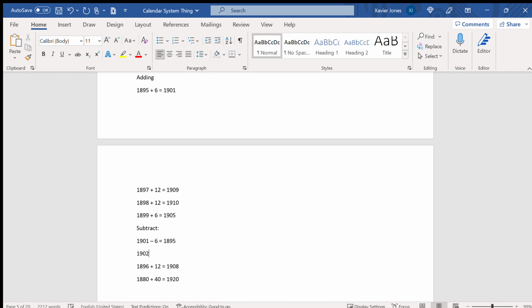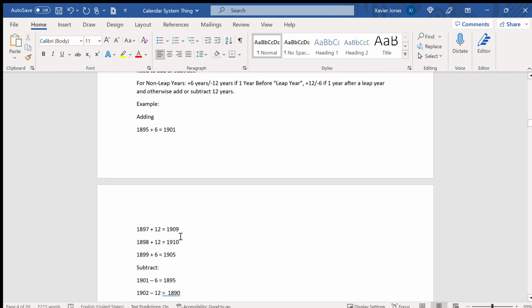1902 minus 6 equals, no, it's not minus 6, it's minus 12, my bad. Equals 1890. And 1902 and 1890 do share the same calendar year. I think I tested that.